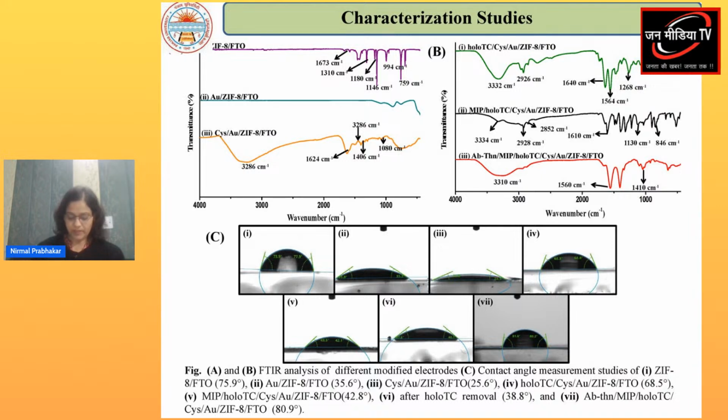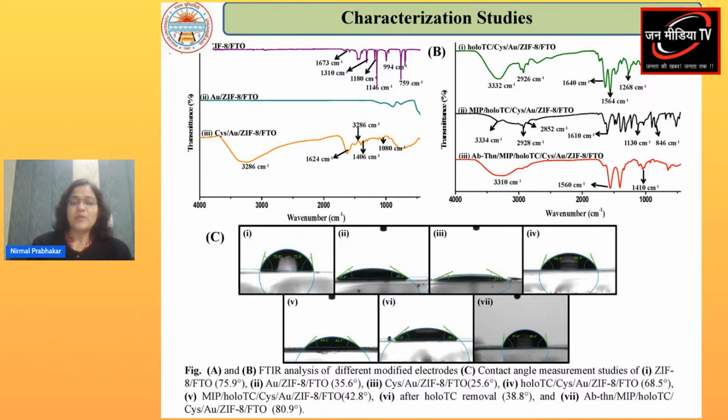And because of this, there is again presence of the 3310 centimeter peak, because antibodies are again made up of protein, and because of the presence of protein, NH stretching is again in the picture.